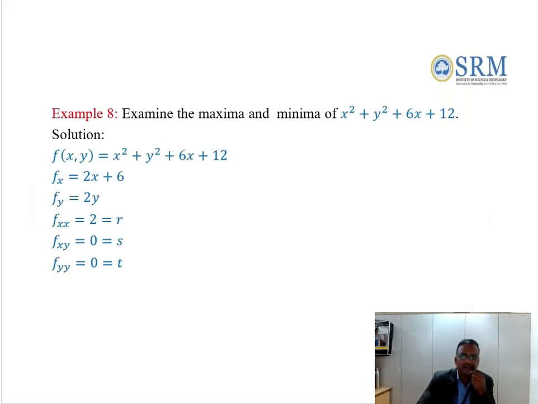Let us see the next example, which is similar to the above problem. Here it is a quadratic polynomial in x and y: x square plus y square plus 6x plus 12. It is a very easy problem, just go through it.